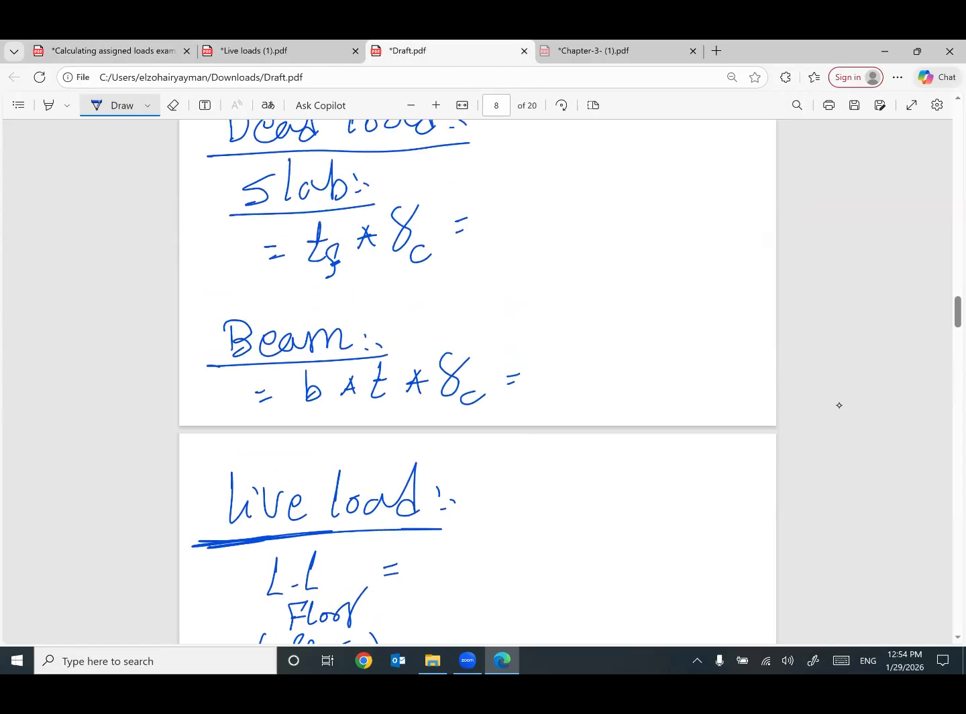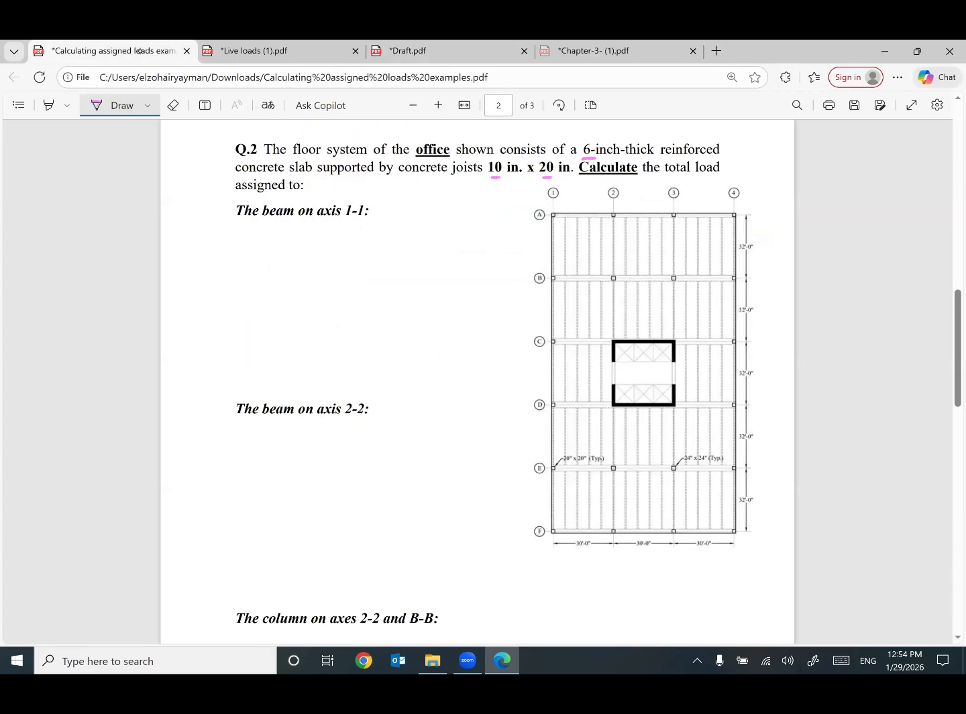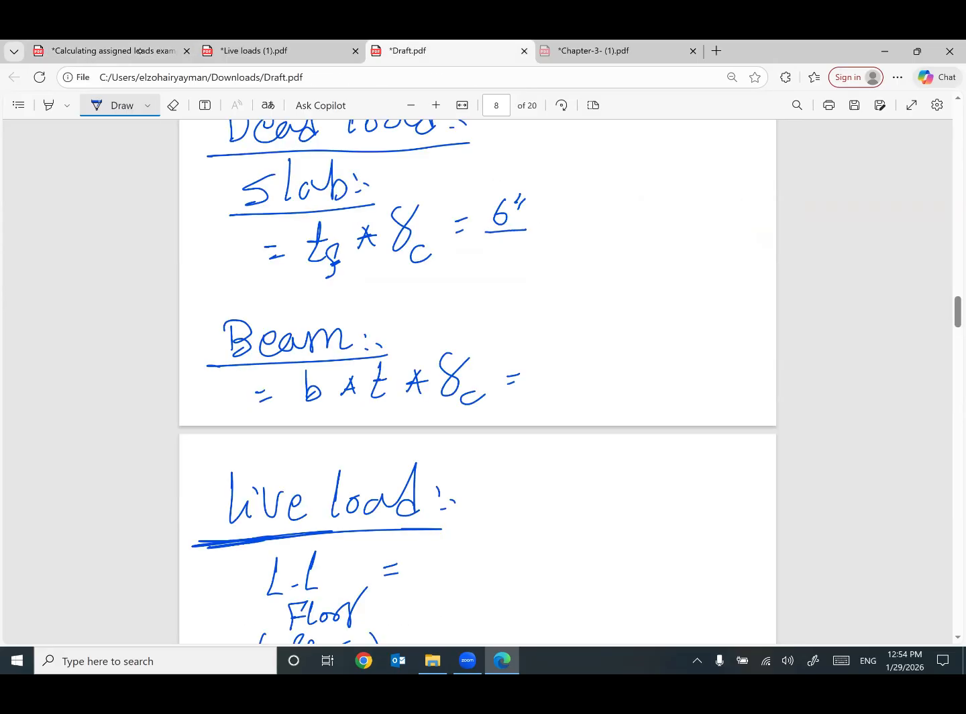So the thickness of this floor is 6 inch. If you go back to the problem, it's 6 inch thick. So 6 inch divided by 12 to convert it to feet, multiplied by 150, the gamma of concrete. So the value will be 75 pound per square feet, or PSF.